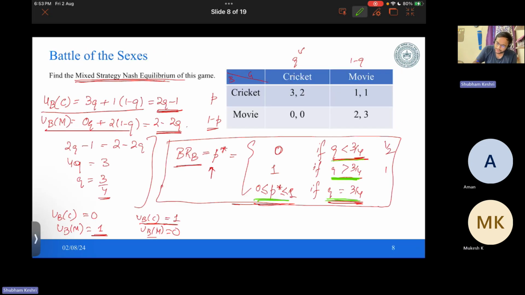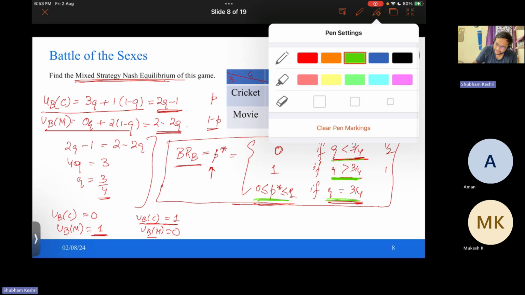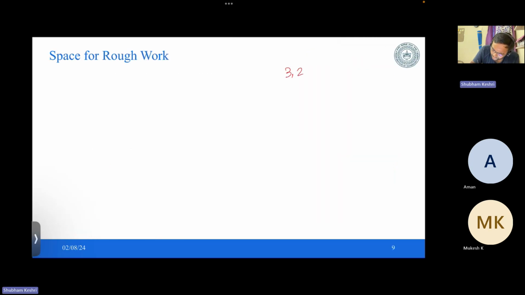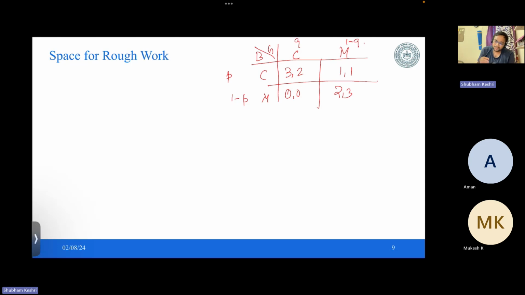Now we'll move on. I will just write the table over here for some easiness. So it is 3, 2; 1, 1; 0, 0; and 2, 3. Cricket, movie, boy, girl. So this is the table. Now we are saying that this is P, this is 1 minus P, this is Q, this is 1 minus Q.